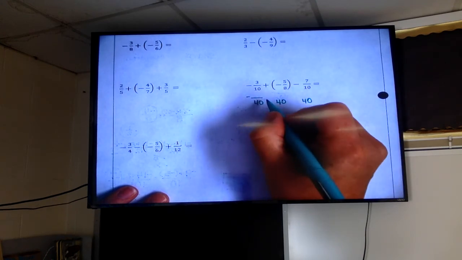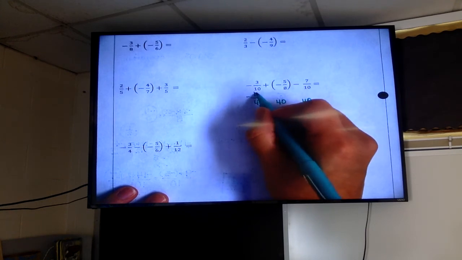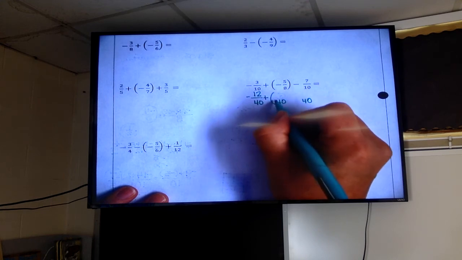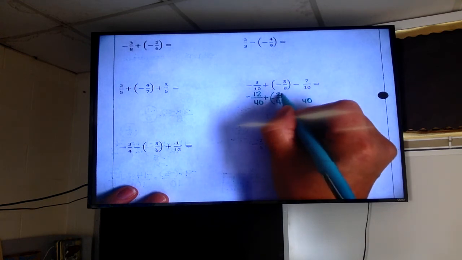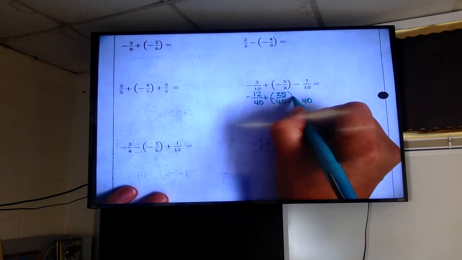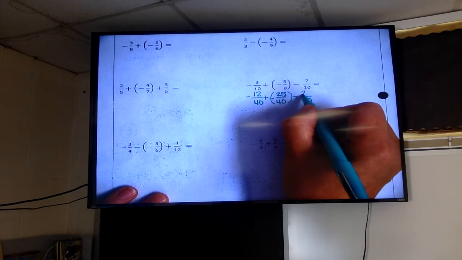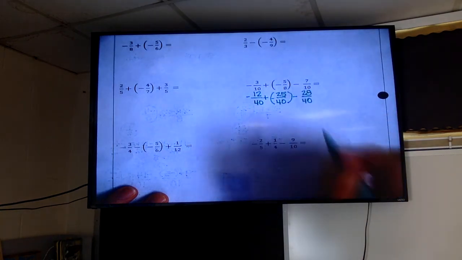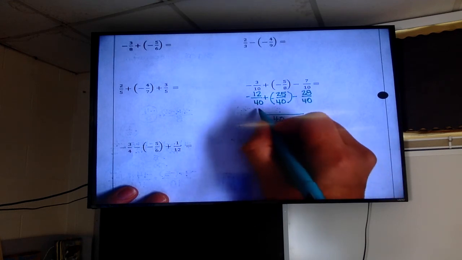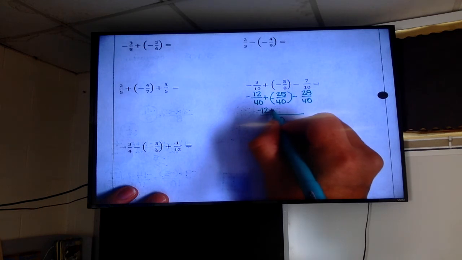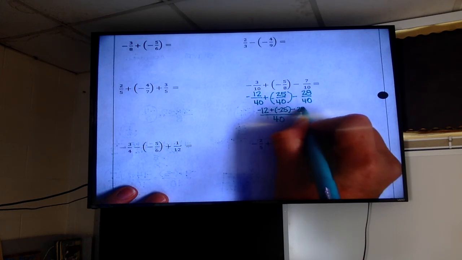Okay, so I have negative, and I look, 10 times 4 gave me 40, so 3 times 4 is 12. Plus negative 8 times 5 gives me 40. 5 times 5 is 25. Minus 10 times 4 gave me 40. 7 times 4 is 28. Okay, so again, I write down my denominator and bring everything to the top. So I see negative 12 plus negative 25 minus 28.